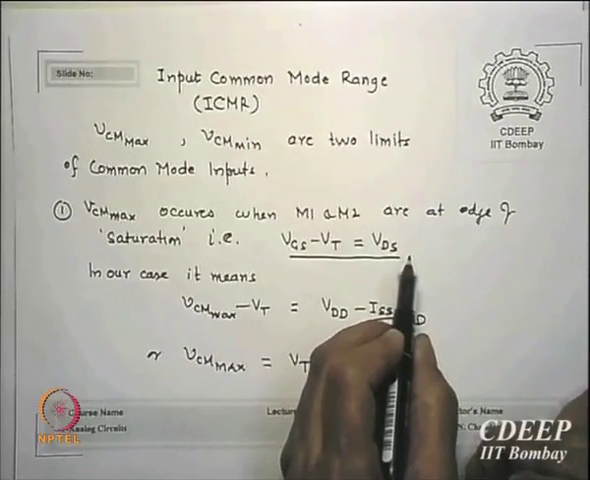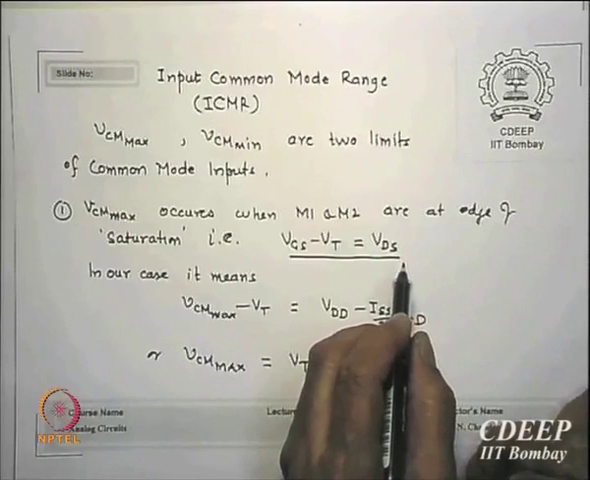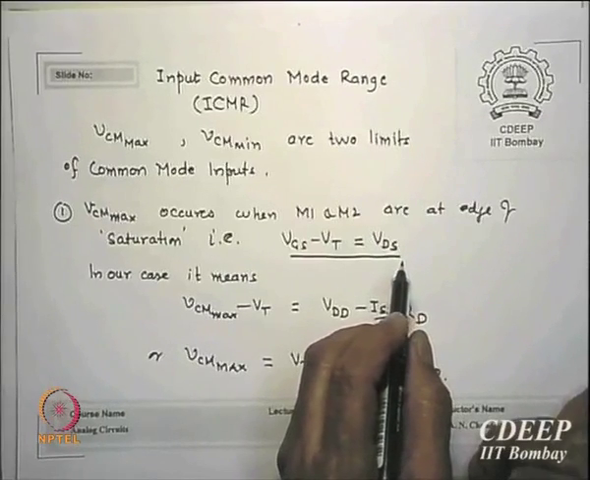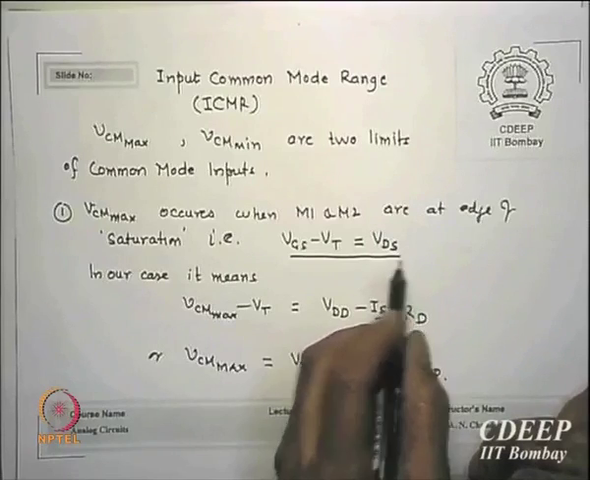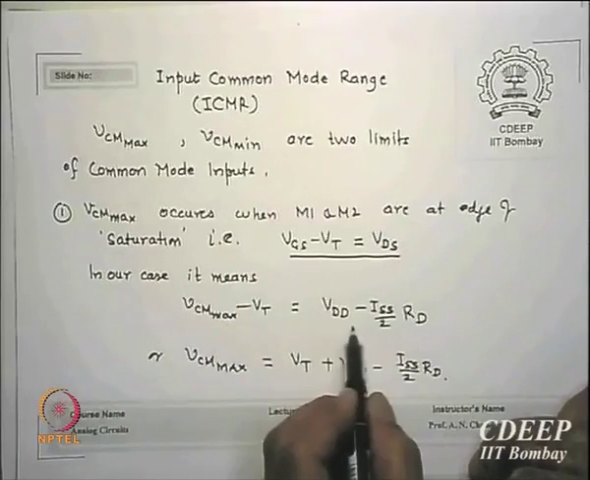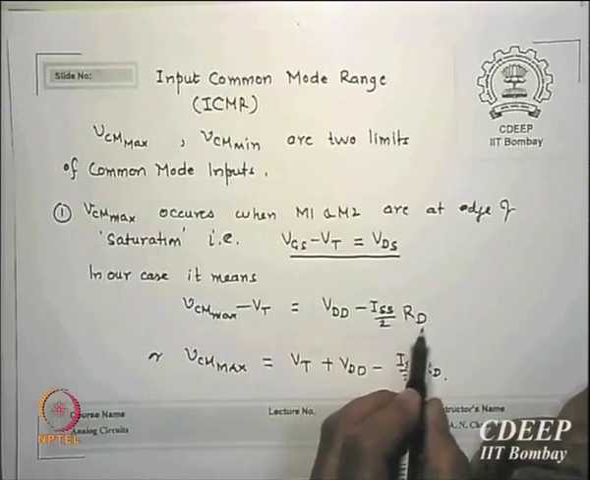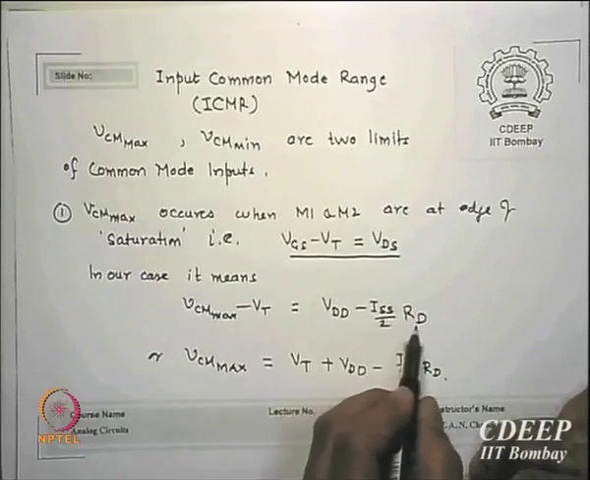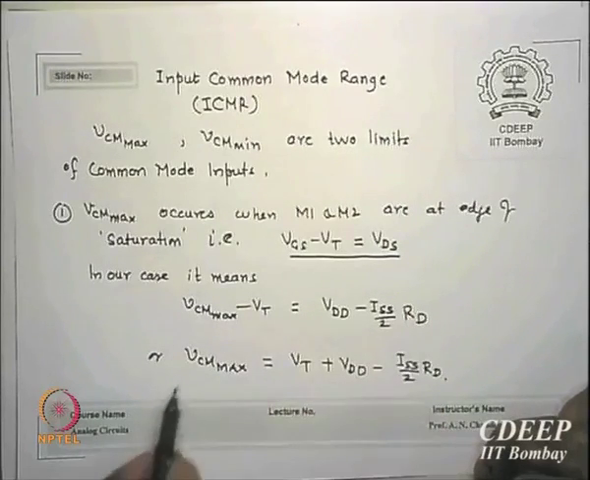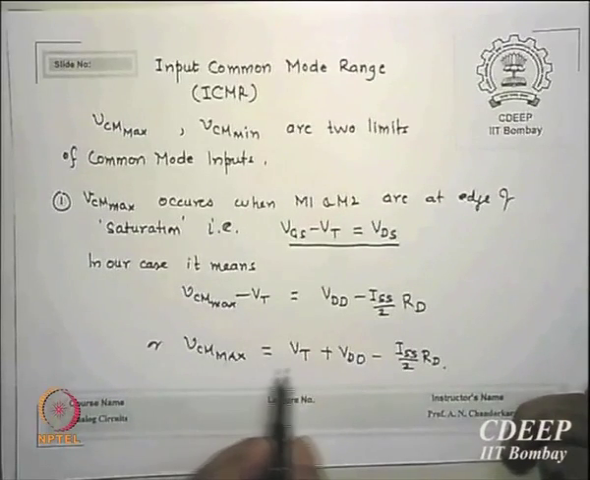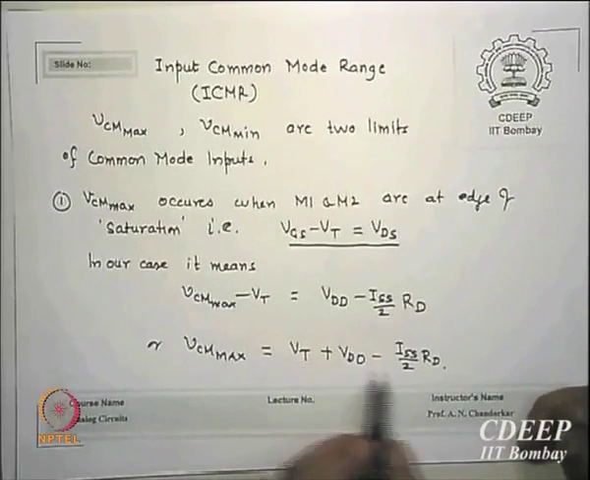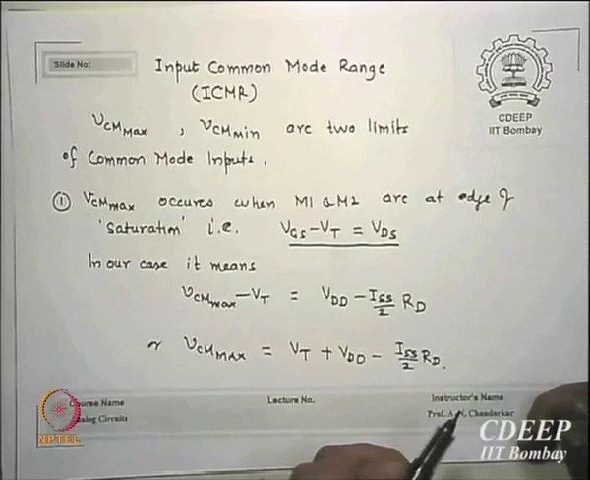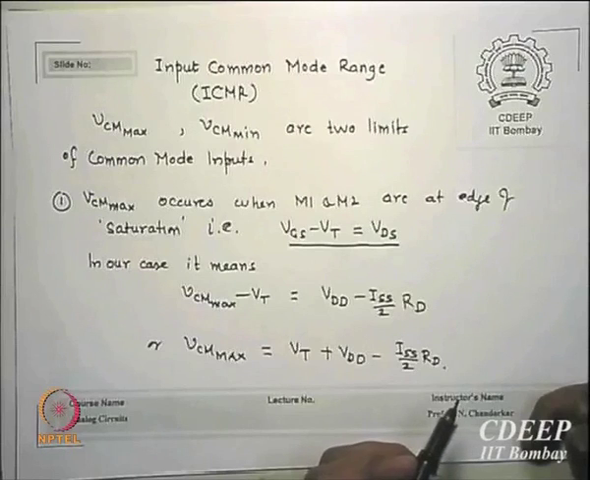Okay, at that point it is at the edge of saturation. VGS minus VT is equal to VDS is the edge of saturation. So if I substitute this, and that voltage must be equal to VDS, which is VDD minus this. So if I equate them, then I get VC max is VT plus VDD minus ISS by 2 into RD. Is that correct? This is the maximum input common mode possible.